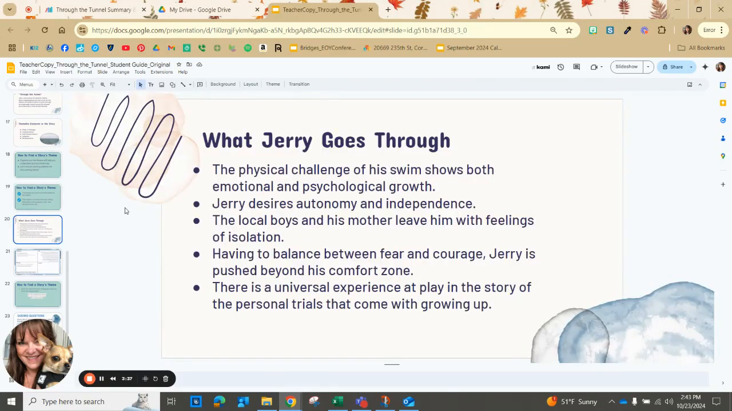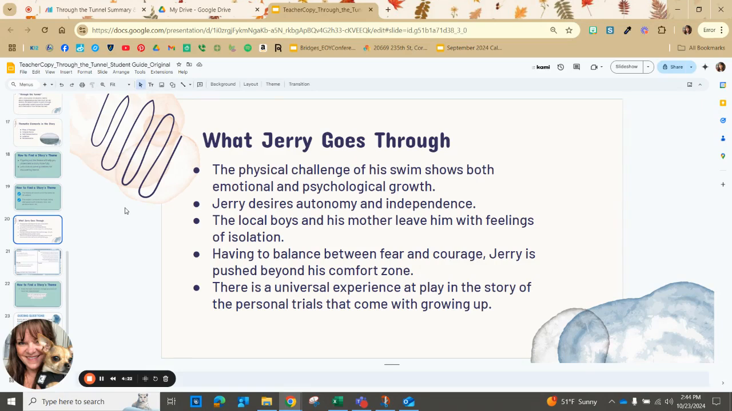So when we talk about what Jerry goes through in the story Through the Tunnel, we know that he goes through these physical challenges. And we know those challenges show the reader emotional and psychological growth. We know he has this desire for autonomy, to be more independent. We know the local boys, as well as his mother, and even nature, the ocean, leave him sometimes with feelings of emptiness, loneliness, isolation. But we aren't going to say that the theme is isolation, because that is more like what the topic or the subject is, one of the many subjects and topics.